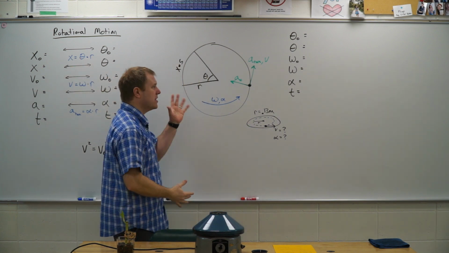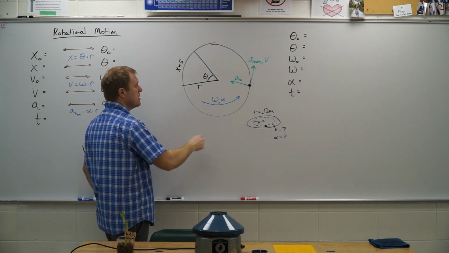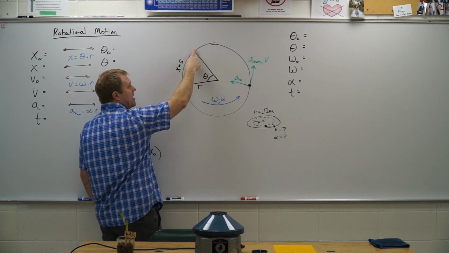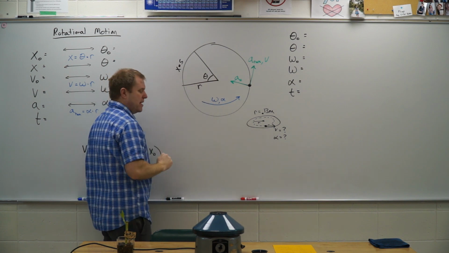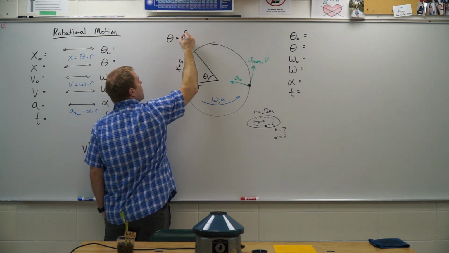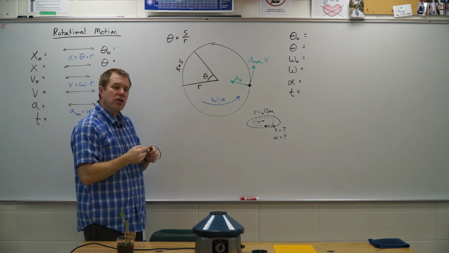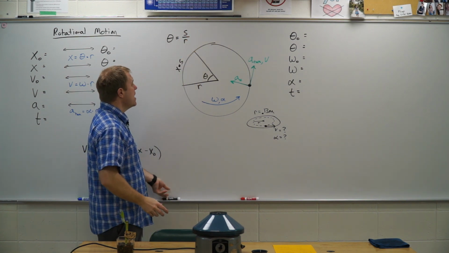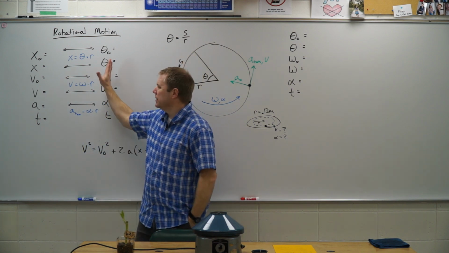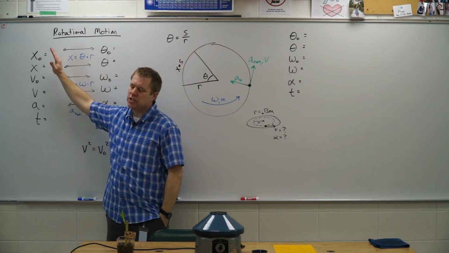So let's see what that looks like in more of a pictorial sense. I have theta here, which is defined as arc length divided by radius. So I can go ahead and define what our theta is in terms of arc length and radius. And the arc length is the distance traveled, so that's how we're going to relate it to our linear situation.